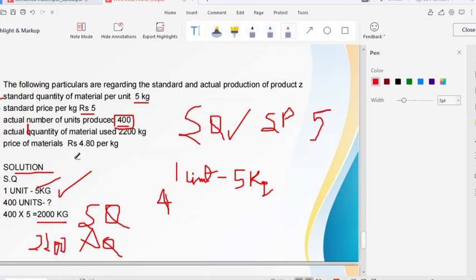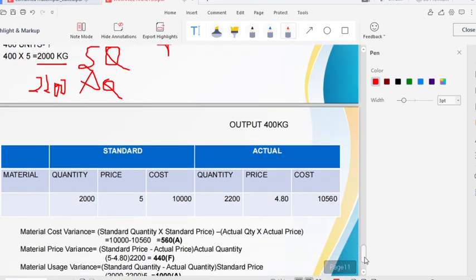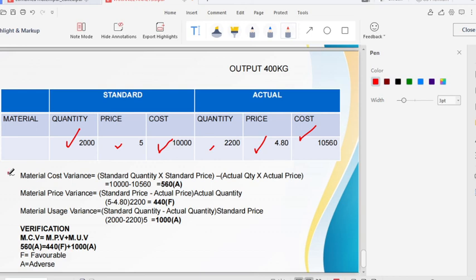And what about the actual price? Actual price is 4.80. I have mentioned everything here. Standard quantity is 2000 and standard price is 5. Find the standard cost, and you will get 10,000. Actual quantity 2200, actual price 4.80. Find the cost, that is 10,560. That is multiplication. Then you apply the formula, that is material cost variances, material price variances, material usage variances.